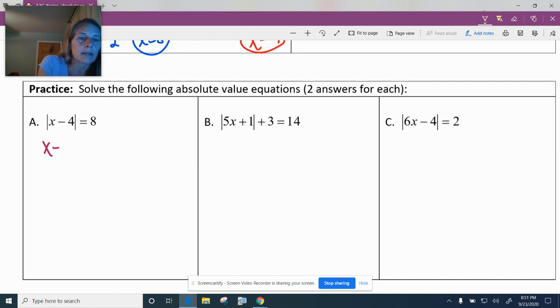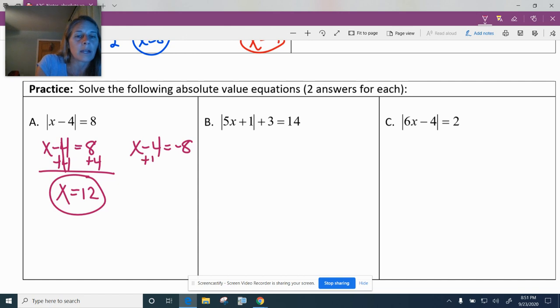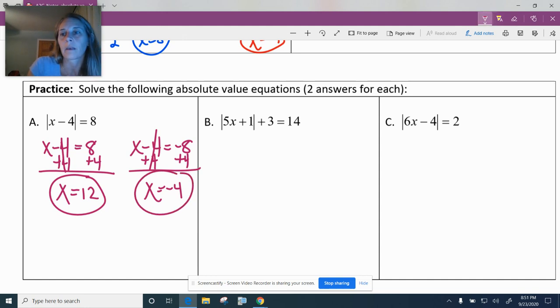Okay, so x minus 4 equals 8. The other option is x minus 4 equals -8. Adding 4 to both sides, x equals 12. And the other one, we're going to add 4 to both sides again. x equals -4.